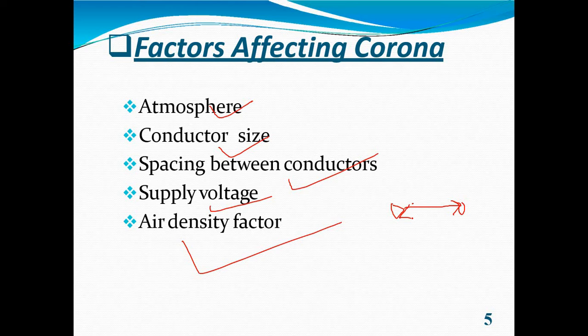Now, supply voltage or line voltage. The line voltage greatly affects the corona. If it is low, there is no change in the condition of air surrounding the conductors and hence no corona is formed. However, if the line voltage has such a value that the electrostatic stress developed at the conductor surface makes the air surrounding the conductor conducting, then corona is formed. Means if the supply voltage is low, no corona occurs. If supply voltage exceeds some limit, then and only then the air surrounding the conductor becomes ionized, and then corona is formed.